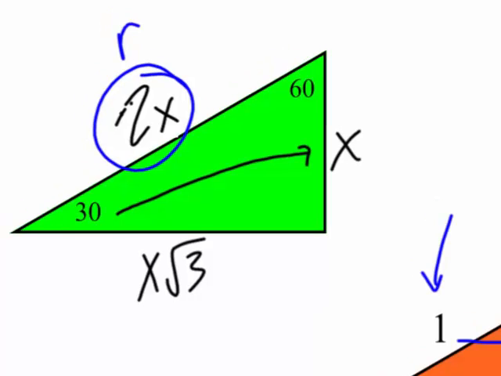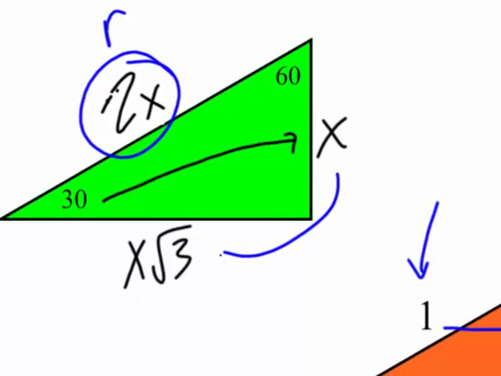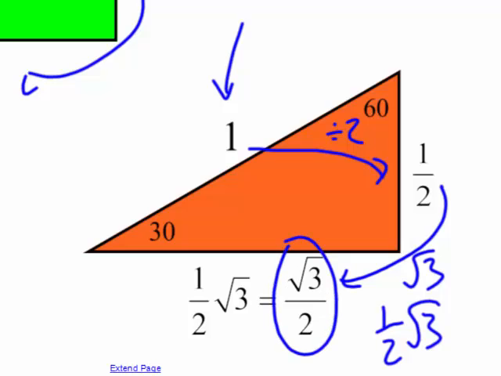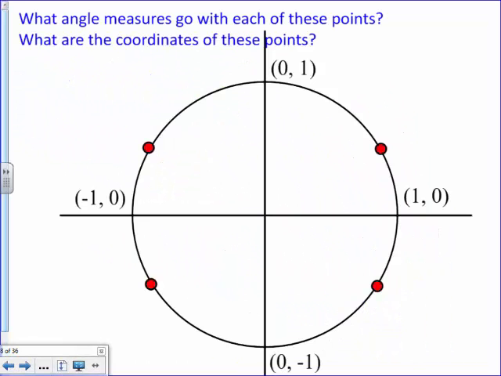And the easier way to do this is to think of, well, how do I get from the 30 side to the 60 side? Well, how did I do it over here? I multiplied by root 3. So 1/2 times root 3 is really root 3 over 2. So that would be the 60 side, root 3 over 2. Okay, so we need to know those things. Those are important that we memorize those. So let's look at those coordinates.